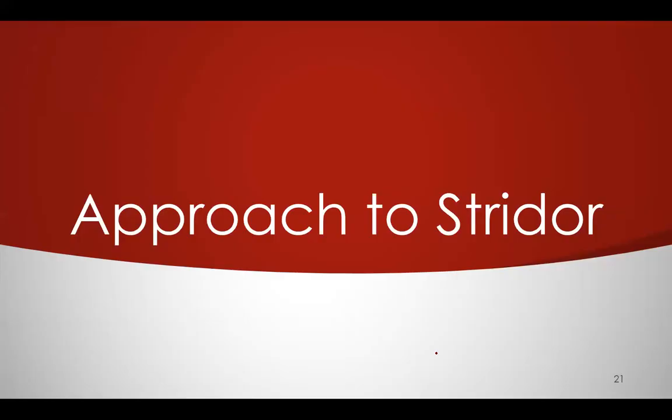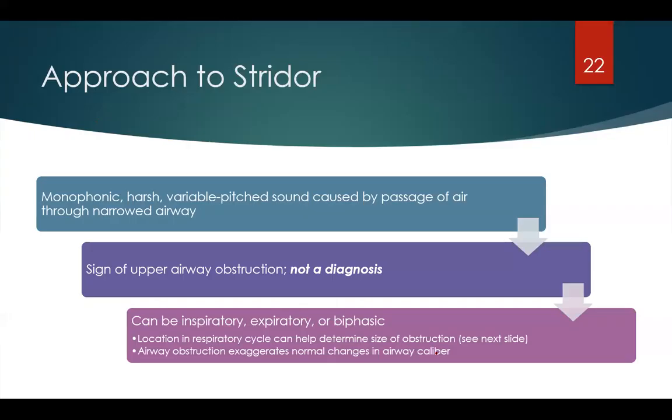So let's talk about stridor. Stridor is this variable harsh pitch, monophonic sound caused by the passage of air through a narrowed tube. That's a stridor. Sign of upper airway obstruction. This is not a diagnosis. This is a subjective thing that we're seeing on physical exam. So you can't diagnose someone with stridor. You need to explain why they have stridor.